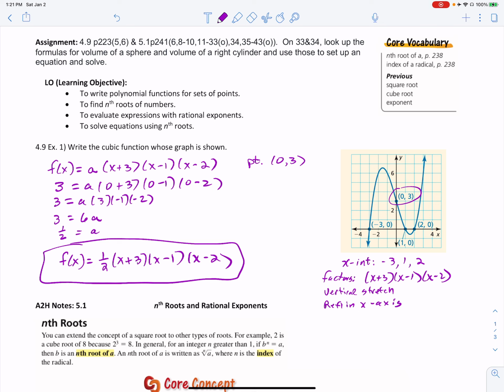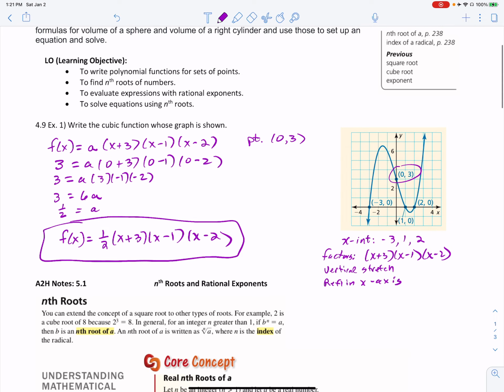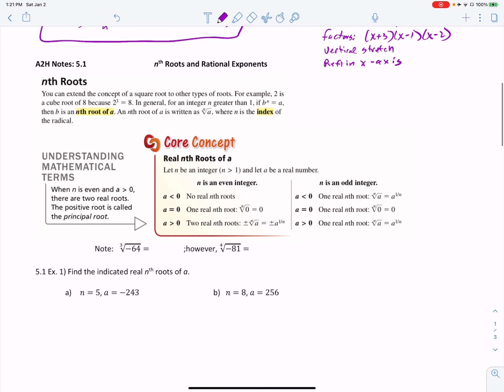Then moving on to 5.1, we're getting into the nth root and rational exponents. If we read through this first paragraph, you can extend the concept of a square root to other types of roots. For example, 2 is the cube root of 8 because 2 to the third is 8. So the cube root of 8 is 2. That's the nth root of 8. The third root of 8 is 2.